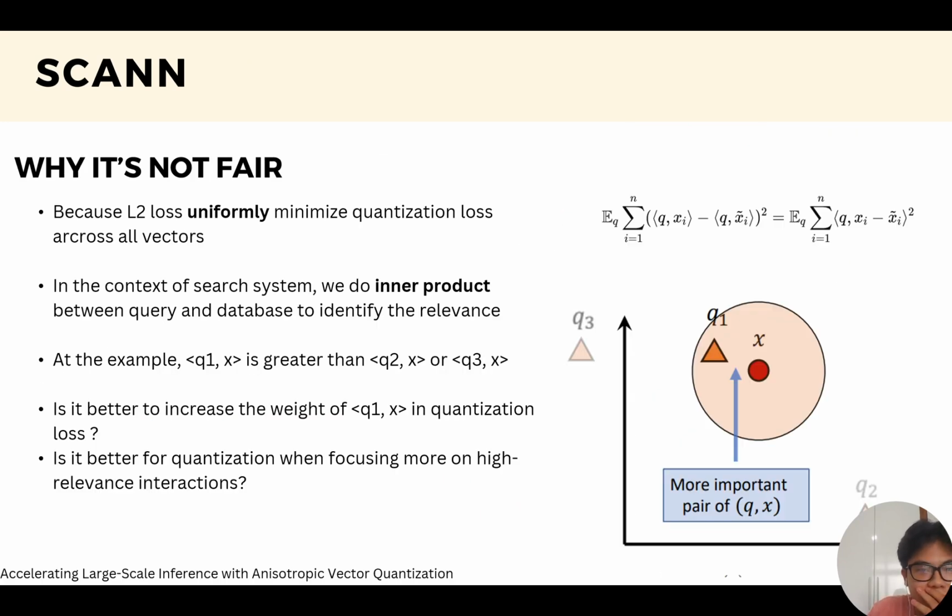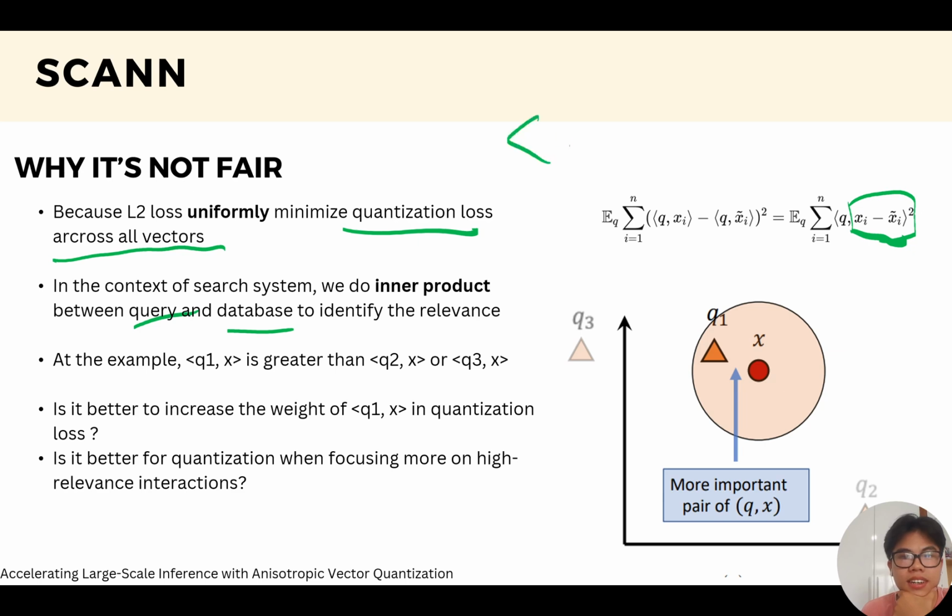L2 loss will uniformly minimize quantization loss across all vectors, right? Because it just takes the L2 calculation. But in the context of a search system, we do inner product between the query and the vector database like this. Inner product is different from L2, so they use inner product to identify relevance. In the example here, you can see that query number 1 is greater than query number 2 and query number 3 in terms of inner product with the vector x.